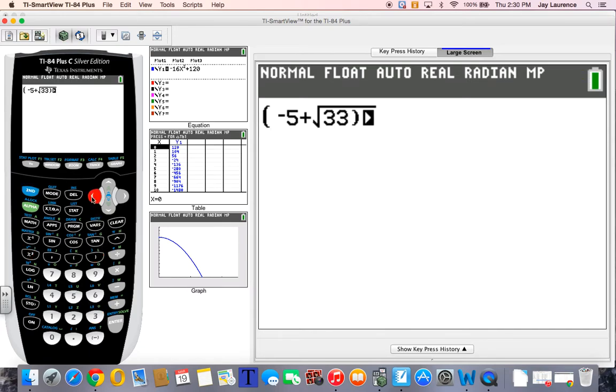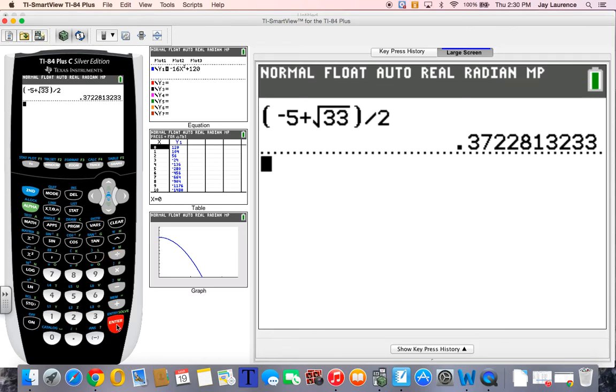Oops, I don't want to close that parenthesis. I'm on a newer model calculator. Sorry. Ones in my classroom, you'll probably have to close that parenthesis. All right, and then I'm going to divide it by 2. And so the first root, or first solution, is going to be about 0.37. Yeah, 0.37 maybe.